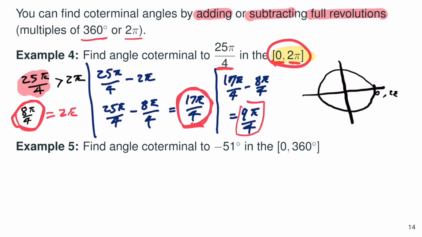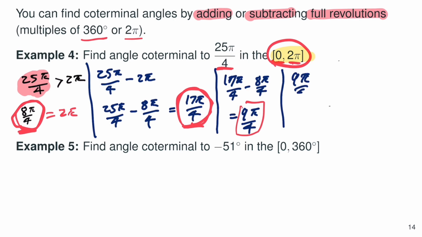Again, 9 pi over 4 is bigger than 8 pi over 4. So let me erase this to have more room. Again, from 9 pi over 4, I subtract 8 pi over 4, which gives me pi over 4. So pi over 4 is in this range. It's bigger than 0 and smaller than 2 pi. It's actually 1/4 of pi.